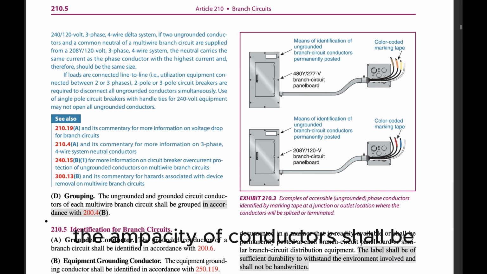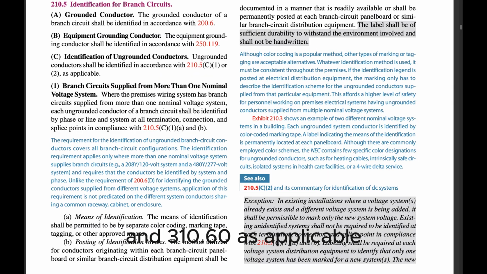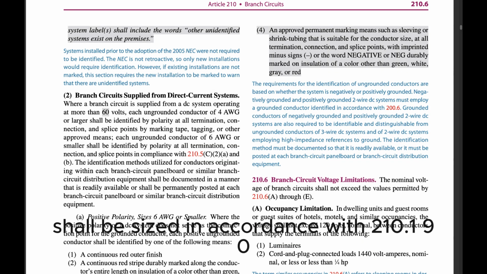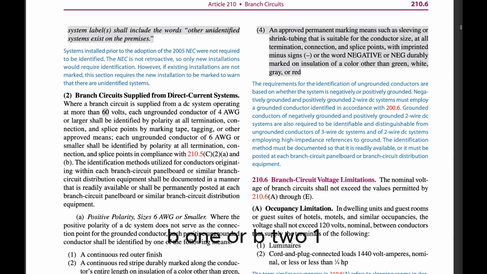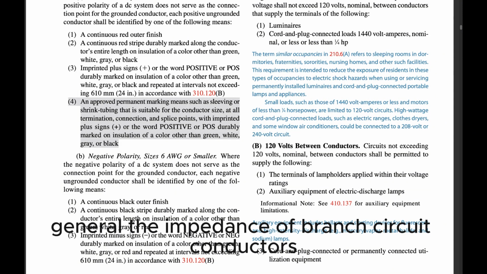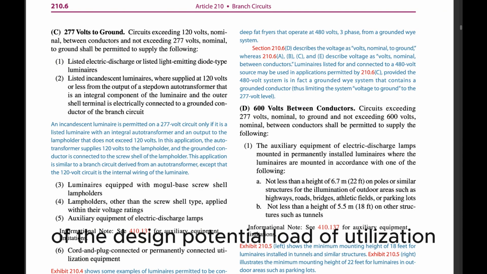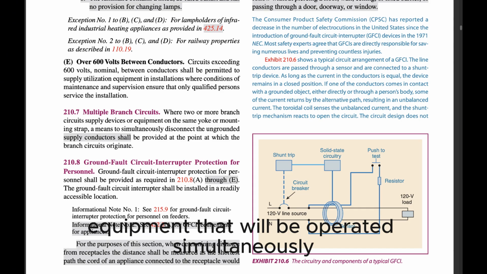B. Branch circuits over 600 volts. The ampacity of conductors shall be in accordance with 310.15 and 310.60, as applicable. Branch-circuit conductors over 600 volts shall be sized in accordance with 210.19(B)(1) or (B)(2). 1. General. The ampacity of branch-circuit conductors shall not be less than 125% of the design potential load of utilization equipment that will be operated simultaneously.